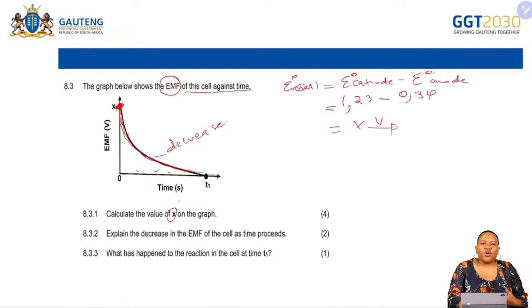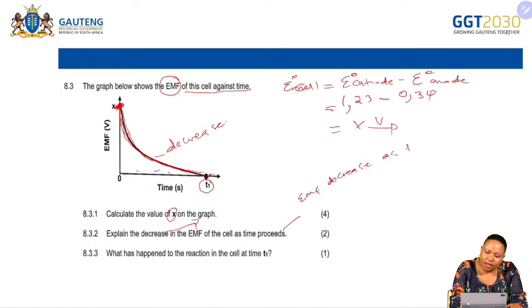So the X, don't be confused, because now we are provided a graph. It is just our initial EMF, and it starts to decrease until it reaches 0 at a time t. Now they say, explain the decrease in the EMF as the time increases. We know that the EMF decreases as the reactant ions decrease and product ions increase.